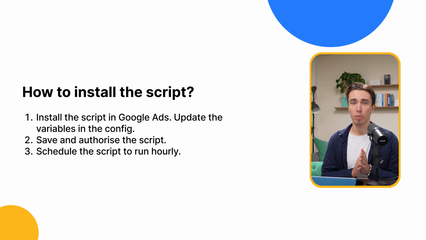So how to install the script? There are 3 easy steps, and I'm gonna tell you a little bit more about the configuration. So the first one is install the script in Google Ads. Update the variables in the config and then save and authorize the script. You can schedule it to run it hourly. That's the best way to eliminate all of the search terms that you don't want.